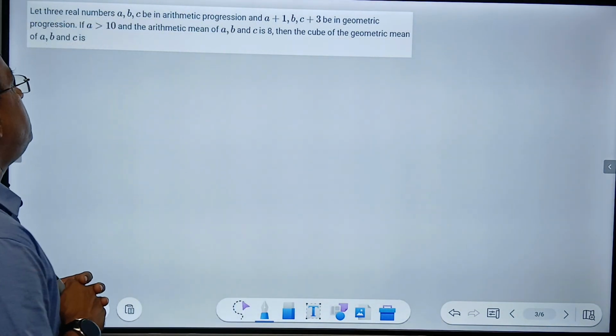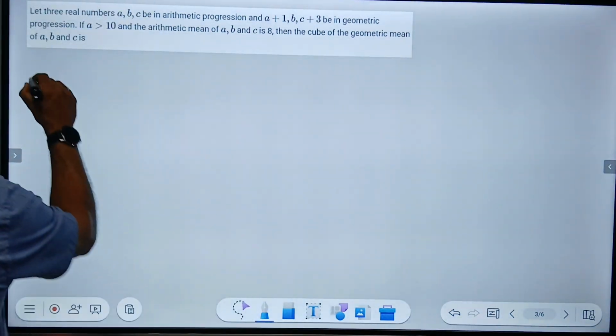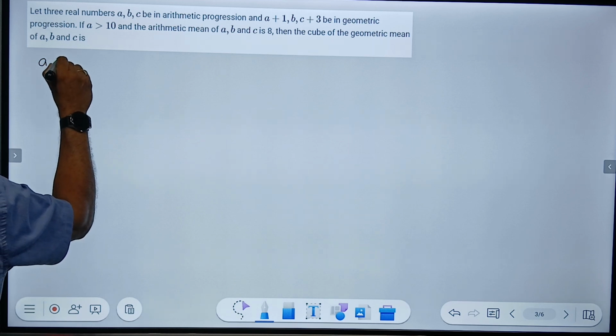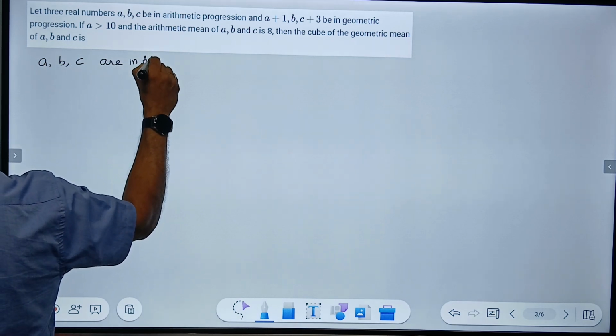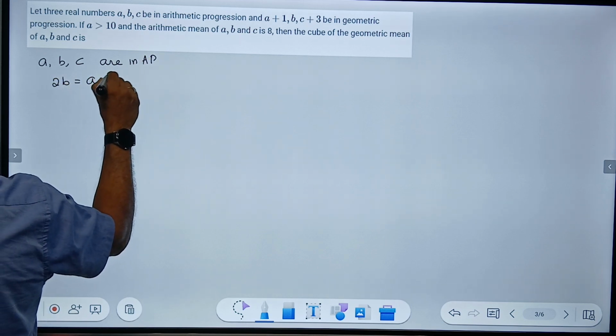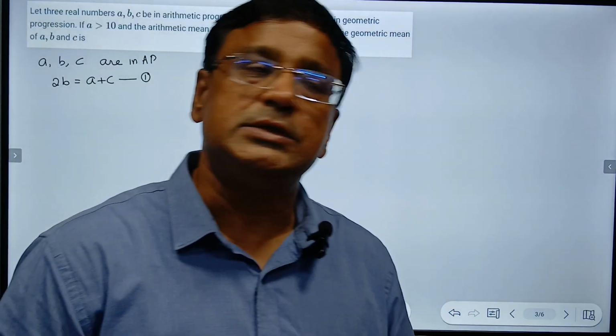There are three real numbers A, B, C, and they are in arithmetic progression. So let me make use of that. Whatever is given, let me first make use of it. It's given that A, B, C are in AP. If they are in AP, so what? I have 2B equal to A plus C. So I get 2B equal to A plus C.